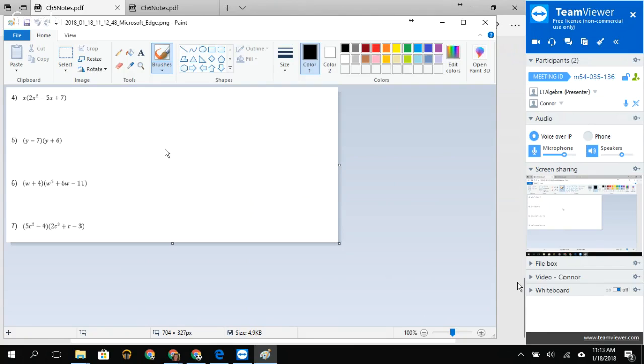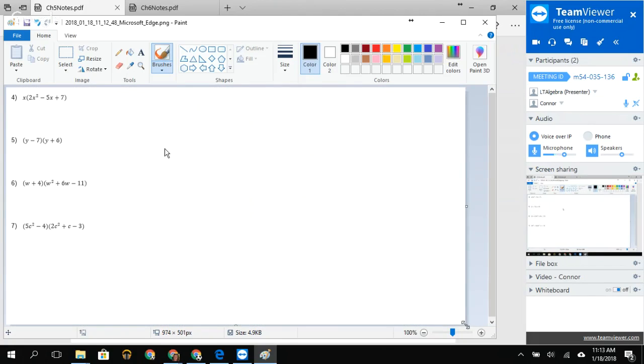Number 4 is a pretty straightforward multiplication of polynomials. You'll see you have x times 2x squared minus 5x plus 7, and the second polynomial is inside parentheses. Whenever anything is inside parentheses, in order to break it free, we have to get rid of whatever is multiplying the parentheses. In this case, x is multiplying everything inside the parentheses.